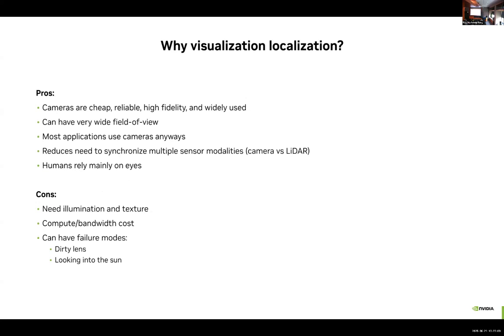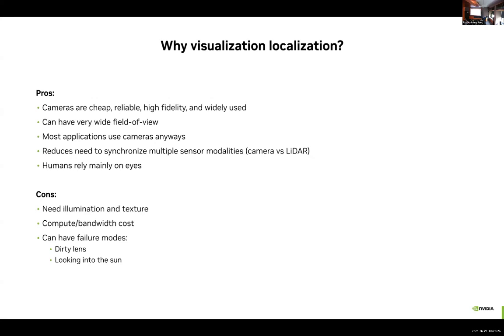So the reason that we want to do visual localization again is because cameras are cheap, they're reliable, high fidelity, and they're widely used. They have very large field of view, and most applications use cameras anyways, right? So if you have a robot, that robot is going to use cameras for semantic understanding of the world. It reduces need for synchronization with multiple sensor modalities.